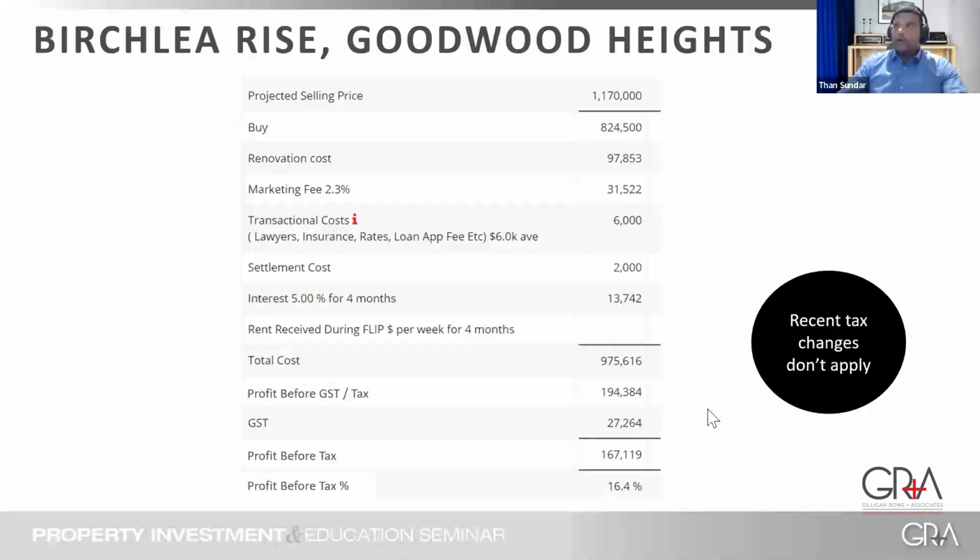Taking the GST component out, we made a profit of 167,000. And how long did that take us? 4 months. That's from buying, renovating, and selling the property, and getting the money in our bank. So that was an example of a trade that we've done in Goodwood Heights in Auckland.